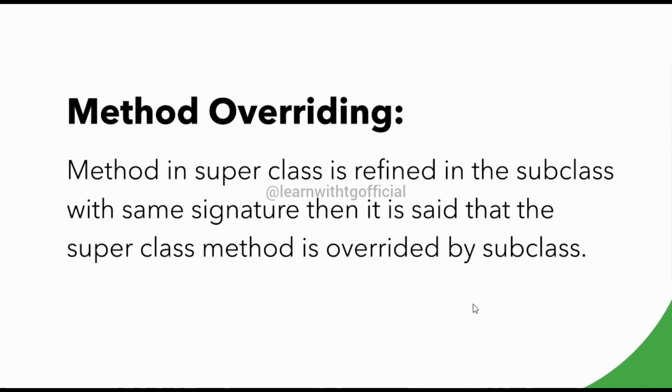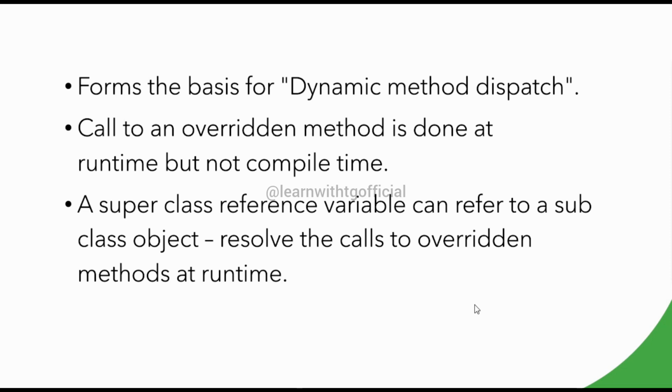Method overriding. If a method in a superclass is redefined in the subclass with the same signature, meaning the same return type, same method name and parameters, then it is said that the superclass method is overridden by the subclass. Method overriding forms the basis for one of the powerful concepts called dynamic method dispatch. It is a mechanism in which a call to an overridden method is resolved at runtime, not at compile time.